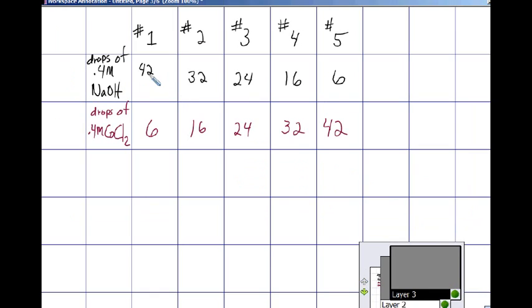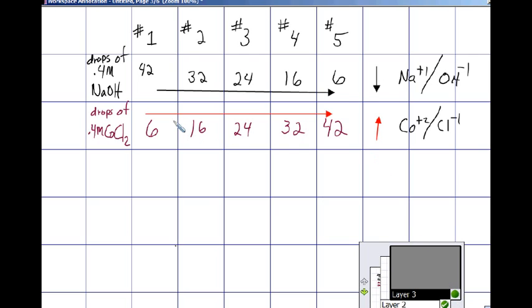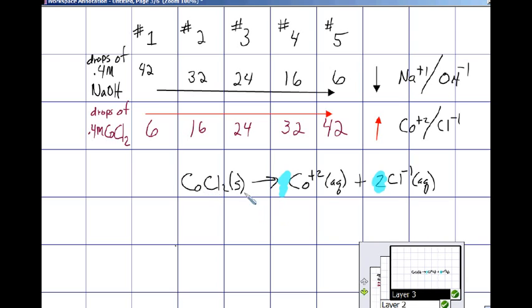We're going to have this drop scheme here of more sodium hydroxide and less cobalt to start with, and we're going to increase the concentration of cobalt, decrease the concentration of the hydroxide ion as we go from test tube 1 to test tube 5. The cobalt ion and the chloride ion are the only little catch here: the chloride ion is going to be twice the concentration of the cobalt ions because of the charges.